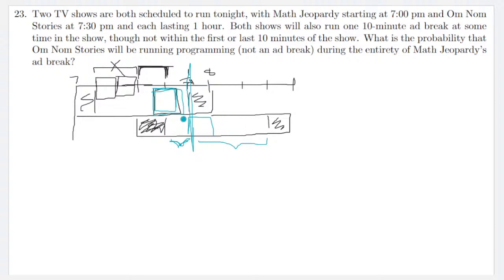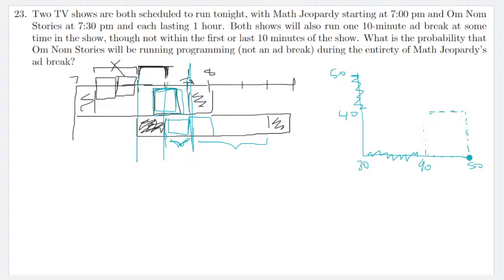So in reality, we can use geometric probability to find this out. So if we know this time is 8:40, and this is 8:30. So 8:30, 8:40, and 8:50. So 30, 40, and 50. And then likewise on this axis. So we know Math Jeopardy's and Om Nom Stories' ad break can't start until 40. So this is all no-go. And same thing for Math Jeopardy. Its ad can't start here. So in reality, the only range in question is actually this.